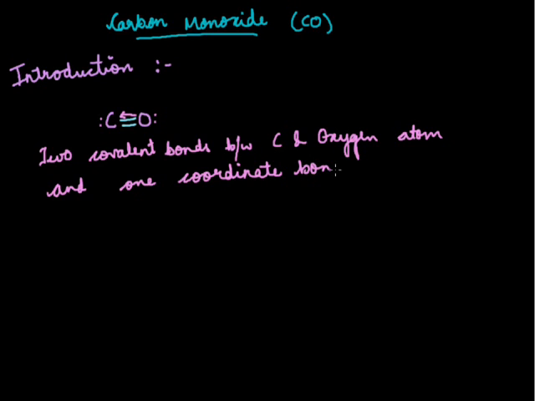This coordinate bond is not formed by the sharing of electrons. It is formed due to the electrons of one atom, that is, the oxygen atom's valence electrons are used in the formation of this coordinate bond. So the three bonds are of different types, two covalent bonds and one coordinate bond. This is about the bonding in carbon monoxide.